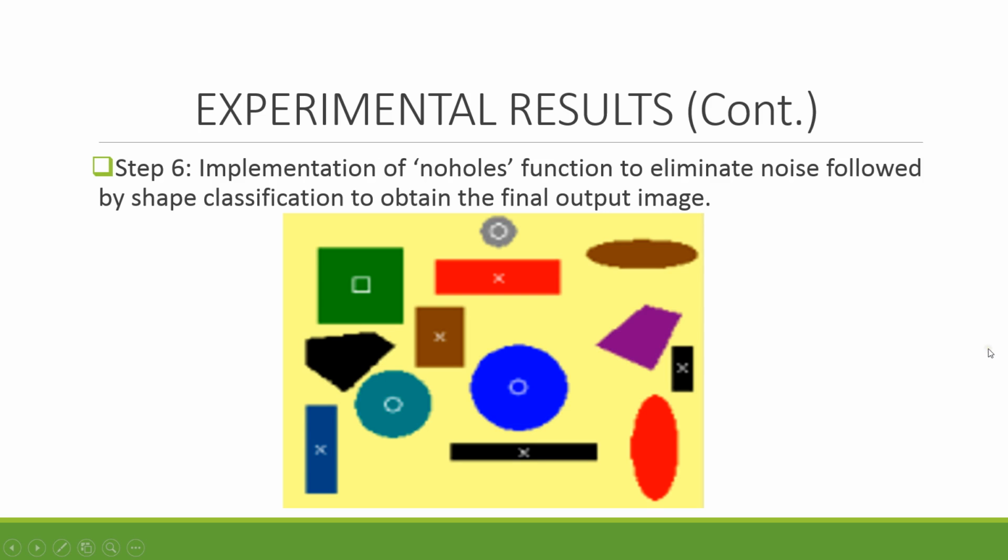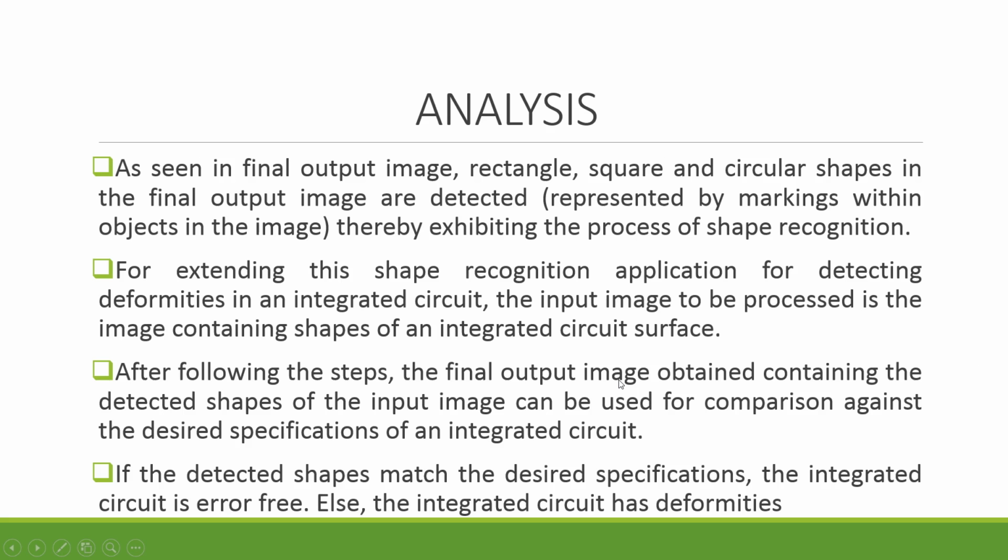In our project, it is considered that the shapes under consideration are rectangle, square, and circle. Hence, it can be seen in the figure that only the square, circle, and rectangle are detected. Other shapes such as oval and other undescribed shapes are not detected by this algorithm. The analysis section. As seen in the final output image, rectangle, square, and circular shapes are detected, thereby exhibiting the process of shape recognition.